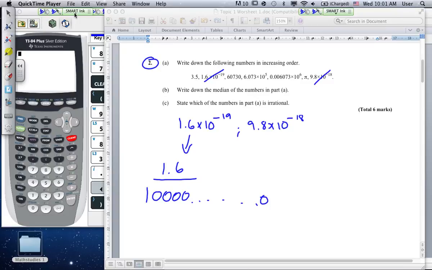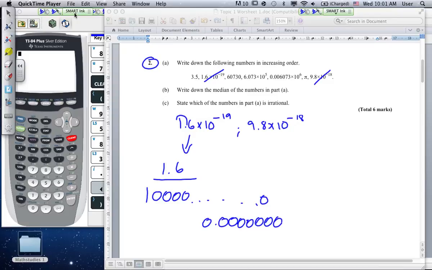The power of negative 19, it will just show you 1.6, because the E stands for the times 10 to the, but it's got too many zeros for your calculator. What it would be is 0 point, and it would actually have 18 zeros here.